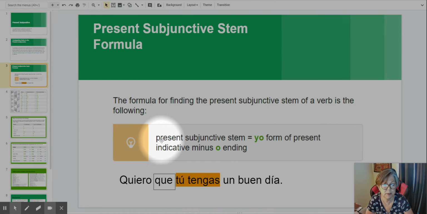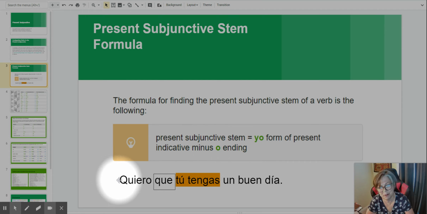So the present subjunctive, this is the formula that we use: the yo form in the present indicative minus the O, not the zero, the O. So here's an example of a present subjunctive sentence. Yo quiero que tú tengas un buen día. I want you to have a good day. Tú tengas is the one they're talking about.